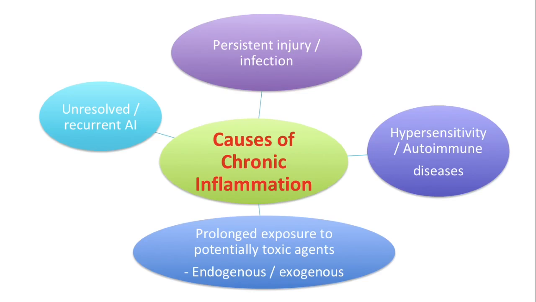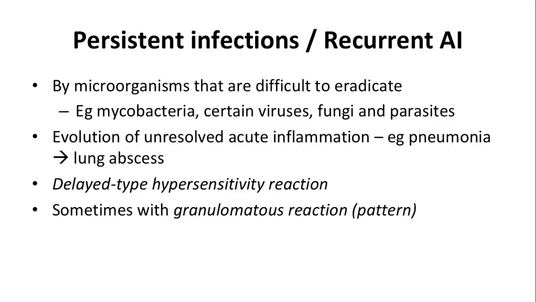There are several causes of chronic inflammation. The first one is unresolved or recurrent acute inflammation. And then there is also persistent injury or infection. Or it could be due to a hypersensitivity or autoimmune diseases. And fourthly, it could be due to a prolonged exposure to potentially toxic agents, which may be endogenous or exogenous. Persistent infections and recurrent acute inflammation have some overlap, so they're discussed together.